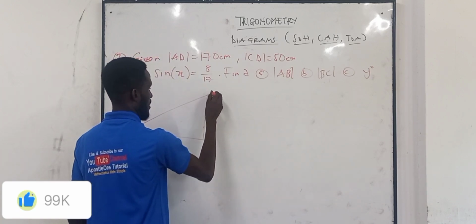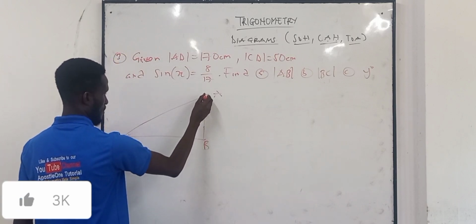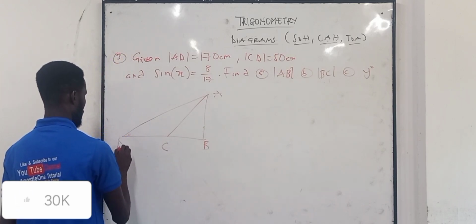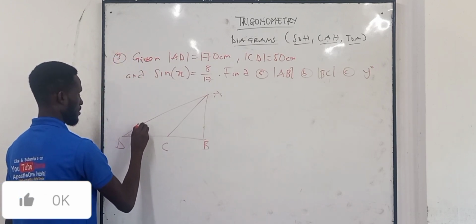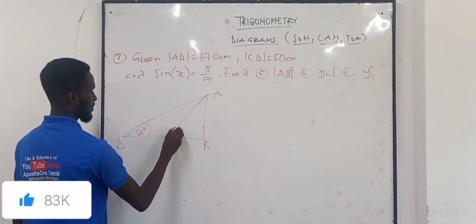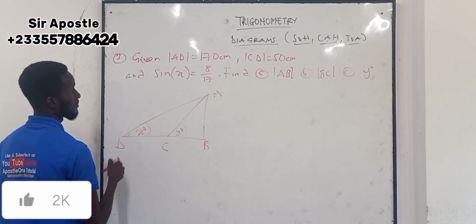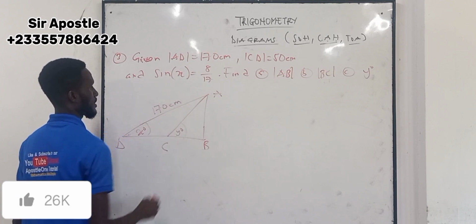We have A, B, C, and then D. Here is X degrees. Here is Y degrees. And then AD is 170 degrees, 170 centimeters.